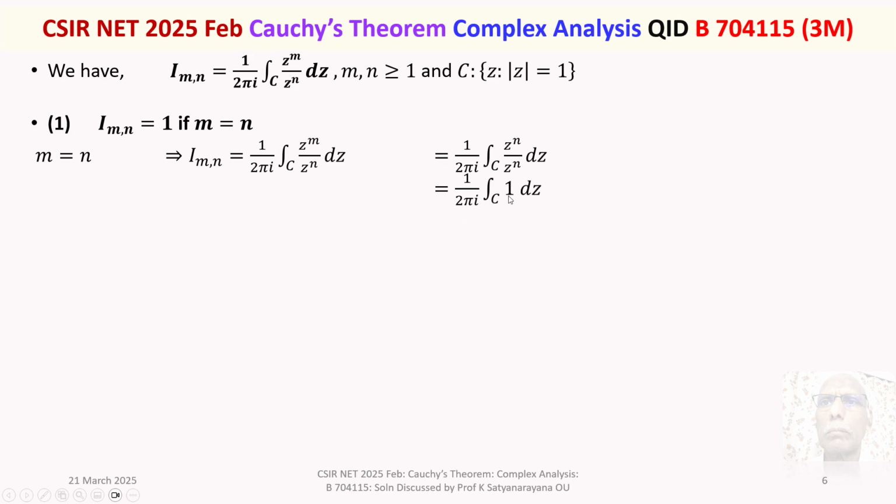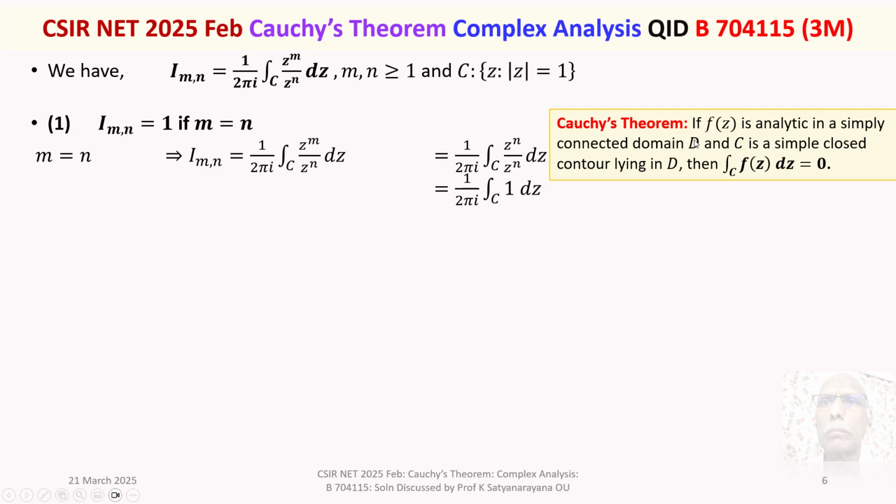What is 1? It's a constant, and every constant function is analytic everywhere. Therefore, it's analytic inside and on C. Therefore, by Cauchy's theorem, the integral will be 0. We recall Cauchy's theorem for your reference. If f(z) is analytic in a simply connected domain D, and C is a simple closed contour lying entirely in D, then the integral taken round C of f(z) dz is equal to 0.